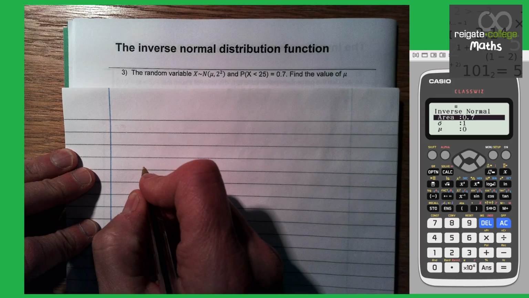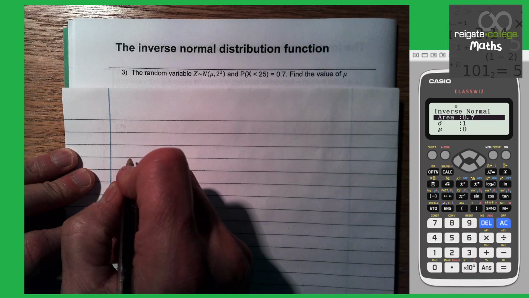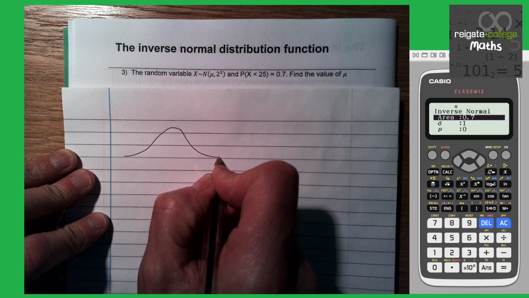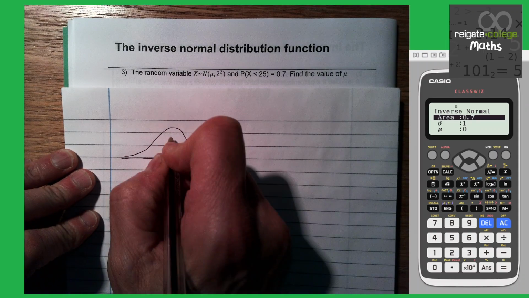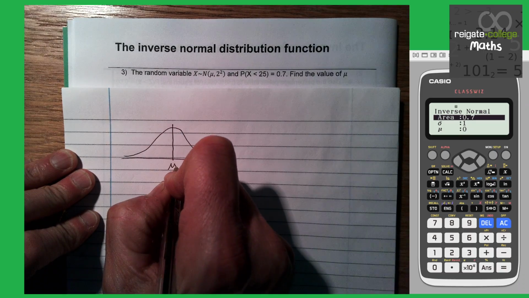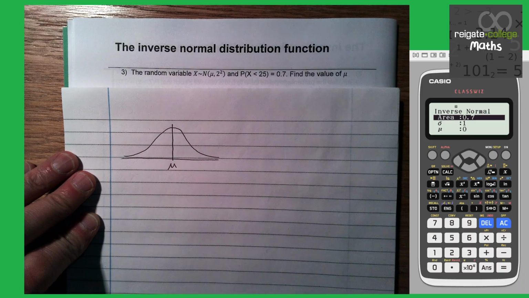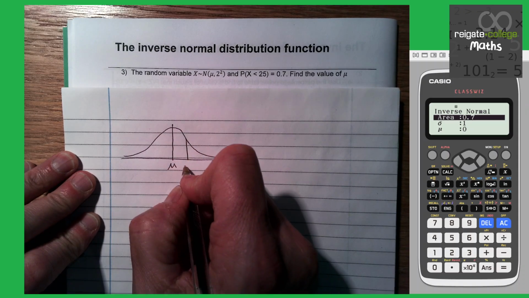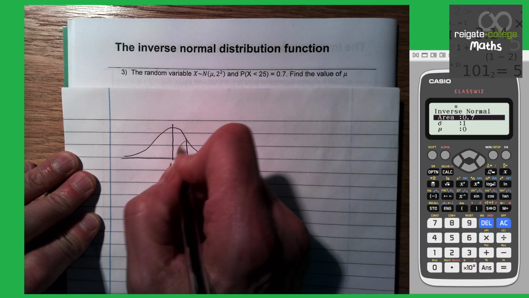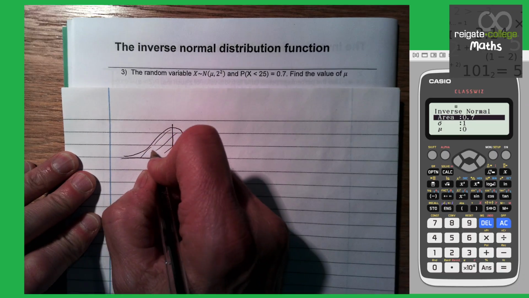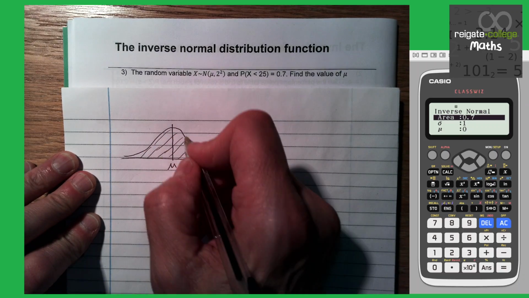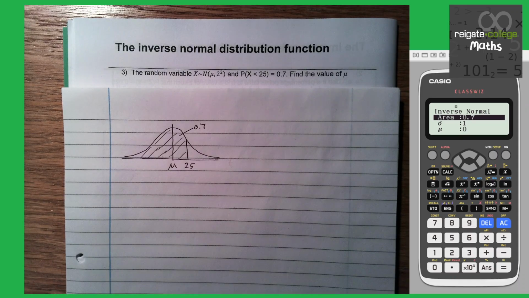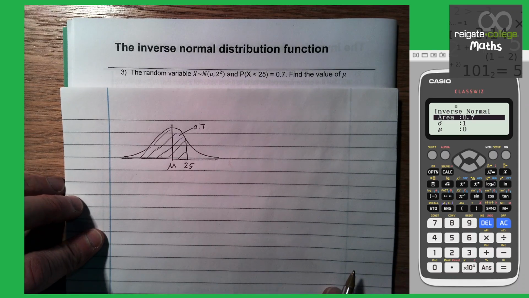So what we're going to do is a quick sketch of this distribution. We know that all normal distributions follow this bell curve. We know that the mean is in the middle. We also know that 25 is somewhere here, and that this area here is 0.7. It can be very helpful to sketch this out each time.